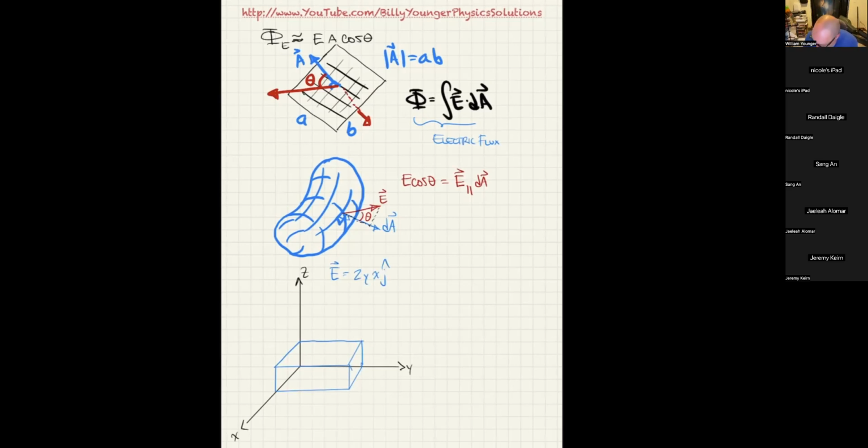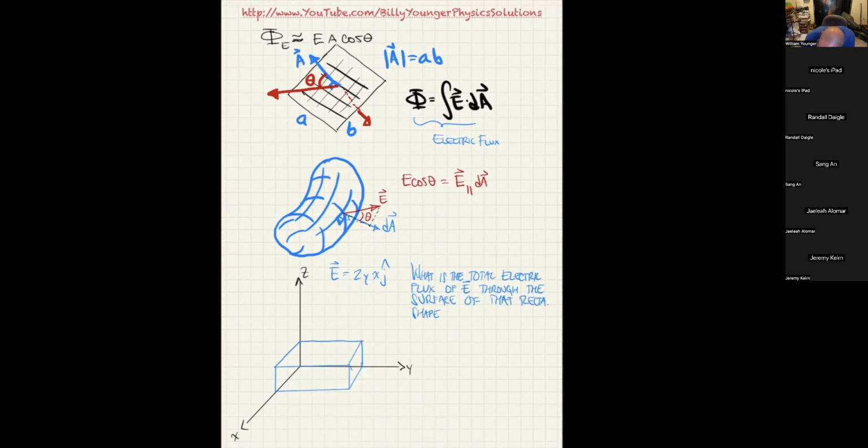Now when I go to do this, I have to actually calculate the total flux. So the question is, what is the total electric flux of E through the surface of that rectangular shape? So what we do is we go by and say, all right, let's name these surfaces.